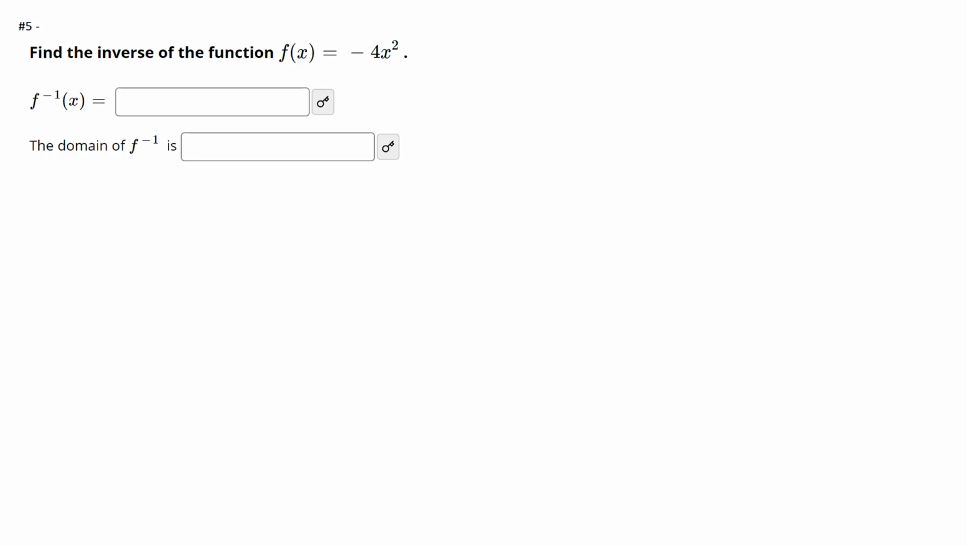To find the inverse of a function, we want to follow a couple of different steps. One, we want to first write it with y. So I'm going to say y is equal to negative 4x squared. Two, you want to switch x and y. So x is equal to negative 4y squared.